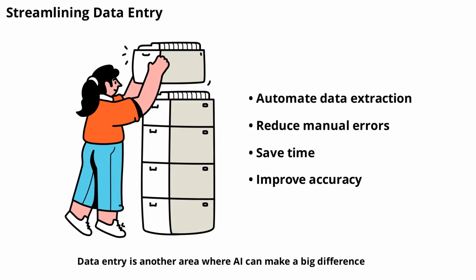Data entry is another area where AI can make a big difference. AI-powered tools can automatically extract, validate, and input data from various sources, reducing manual errors and saving valuable time. This is especially useful for businesses that handle large volumes of invoices, forms, or customer records. Automating data entry not only boosts efficiency, but also ensures greater accuracy in your business operations.